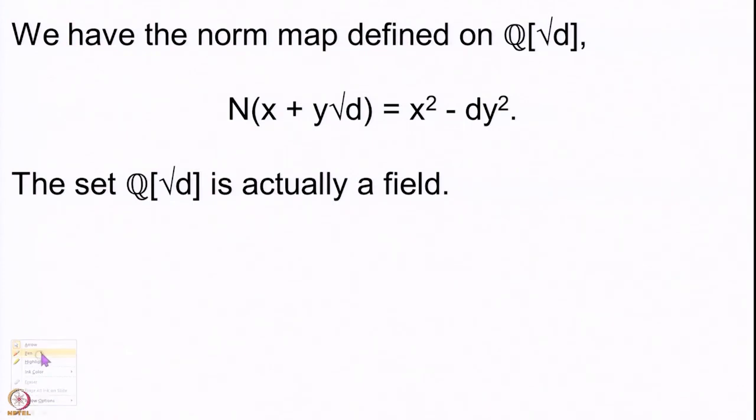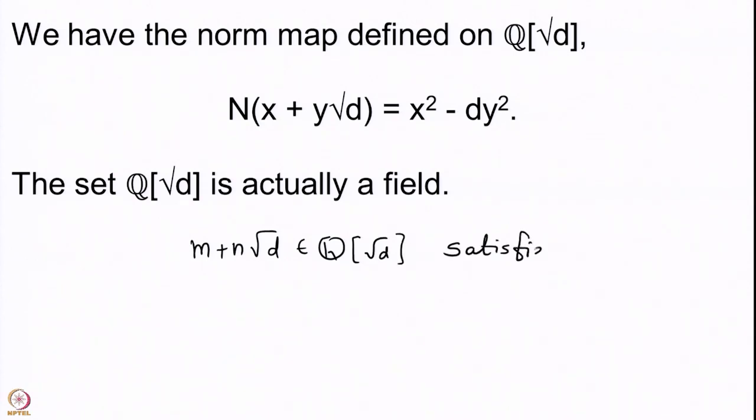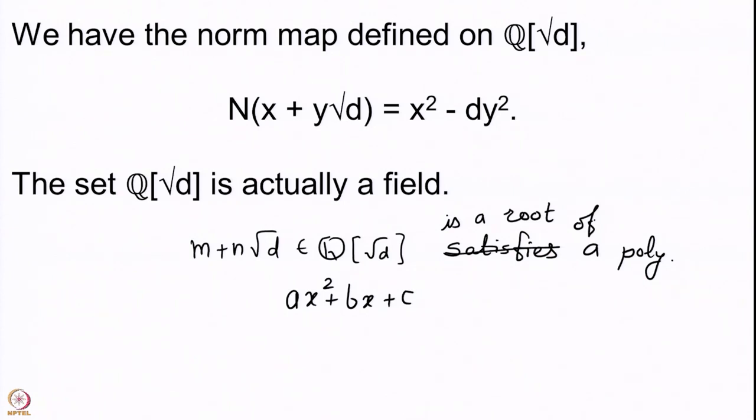Now, we noticed that any number in Q root d, suppose it is of the form m plus n root d, satisfies a polynomial a x square plus b x plus c. Satisfies means it is a 0, or a root, of this polynomial a x square plus b x plus c, where a, b, c are integers. This a need not always be equal to 1, because, for instance, we have the element 1 by 2, which is there in the rational numbers. So it is there in Q root d also, and we ask for the polynomial satisfied by 1 by 2 over integers.